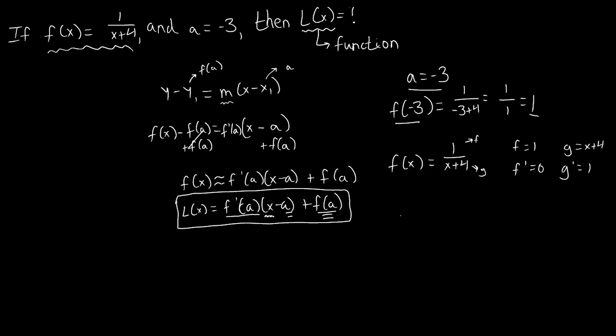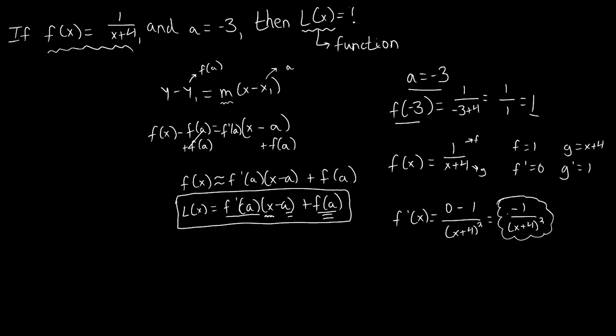Okay? So the way that we remember the quotient rule is low d high minus high d low, all over the square of what's below, right? So low times d high is x plus 4 times 0, so that gives us nothing. So we have 0 minus high d low, 1 times 1 is 1, all over the square of what's below. So what this becomes is -1 over x plus 4 squared. Okay, so this is our derivative function here.